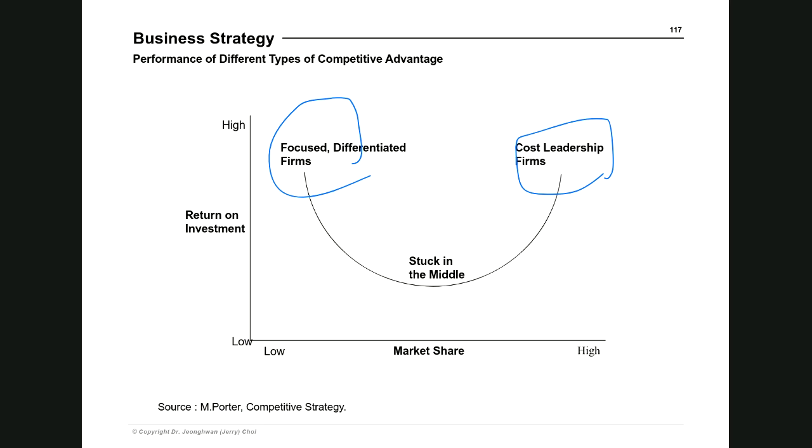Make the product or service cheaper, or make it more valuable. Middle of something? No. No chance to survive. So we have only two options to survive. Only two options, no more options. The first option is make things cheaper, or make things more valuable.